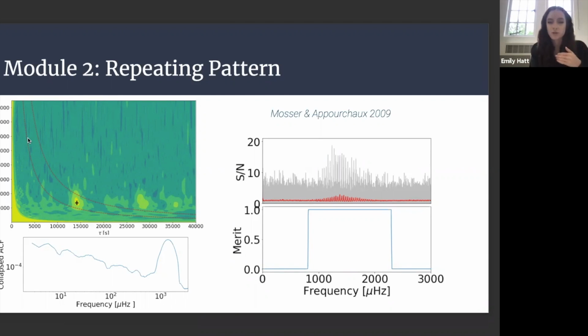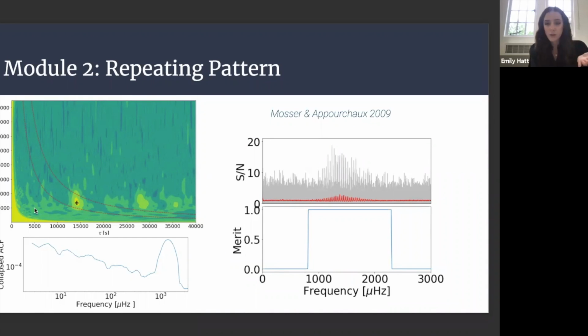So this is the results in the star that I showed you before. On the y-axis, you've got the test frequency, which of course is our proxy for nu max. And then on the x-axis, you've got the lag, and that's the proxy for 1 over the large frequency spacing. So the color tells you the response from the autocorrelation function.